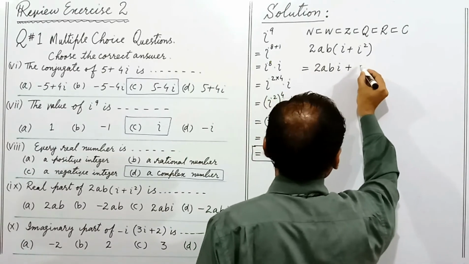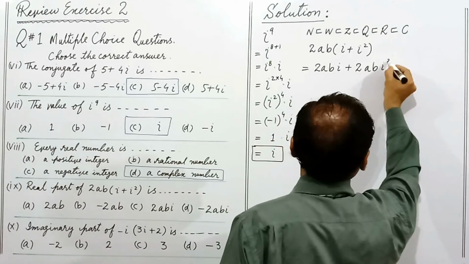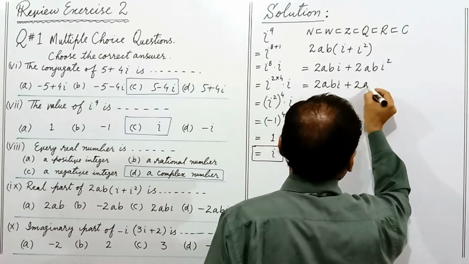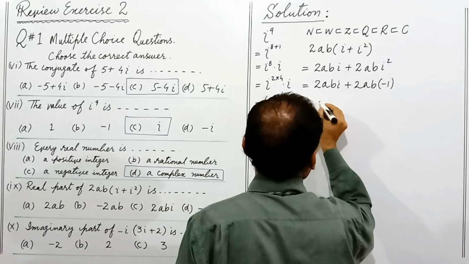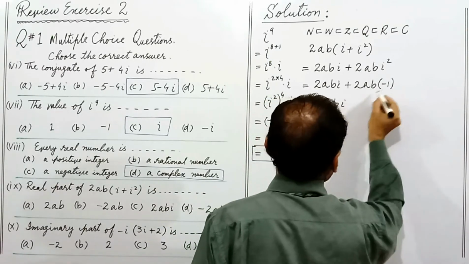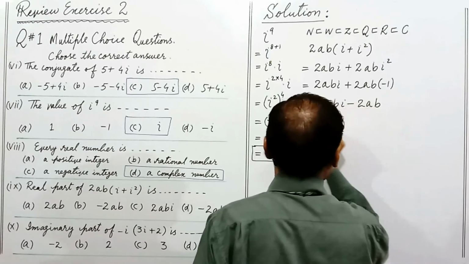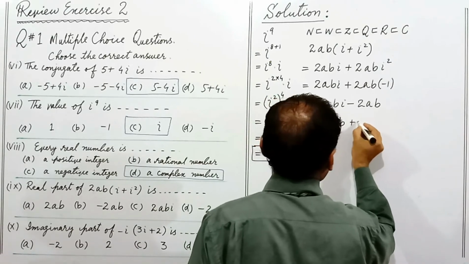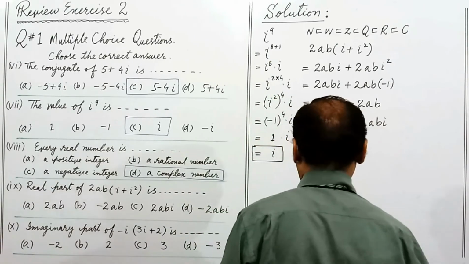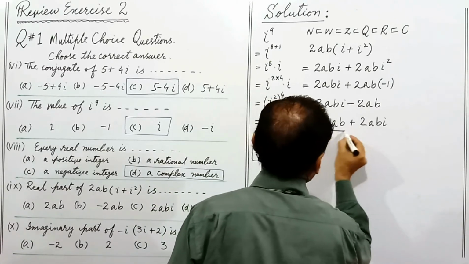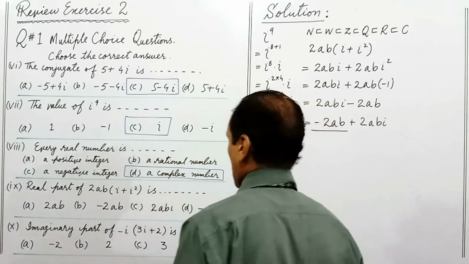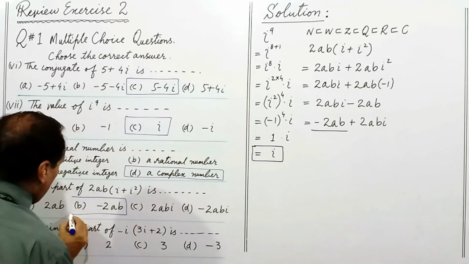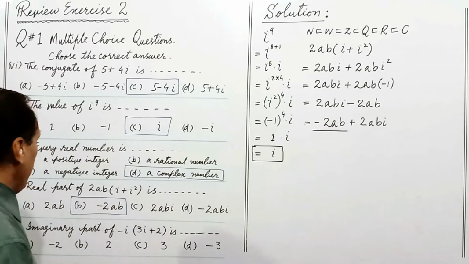2ab iota plus 2ab iota square. We put the value of iota square, and that is -1. Hence 2ab iota plus minus minus 2ab. We rearrange, we write the real part first: minus 2ab plus 2ab iota, and what we observe is that the real part is minus 2ab. So the right option for part 9 is B, that is minus 2ab.